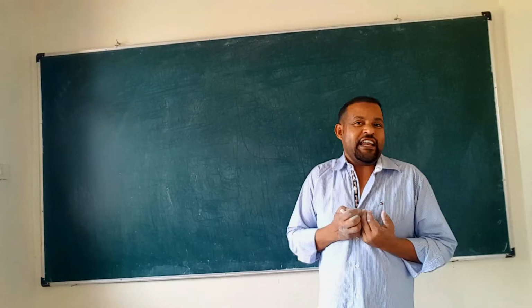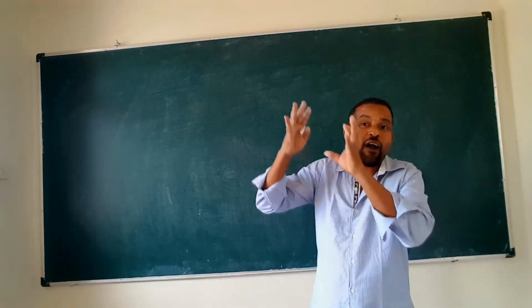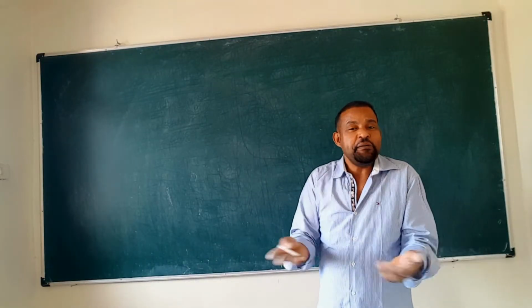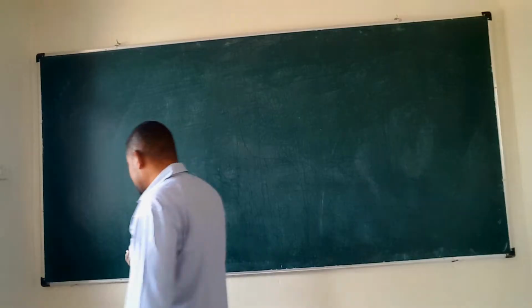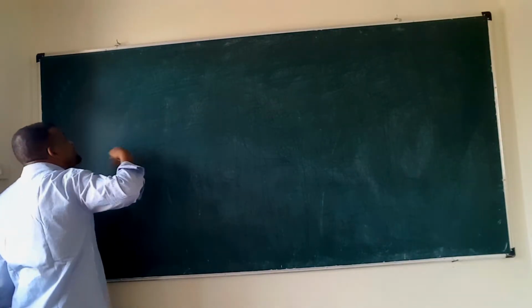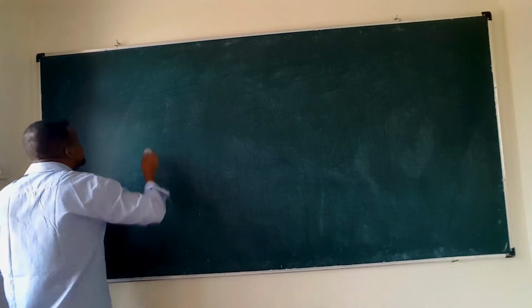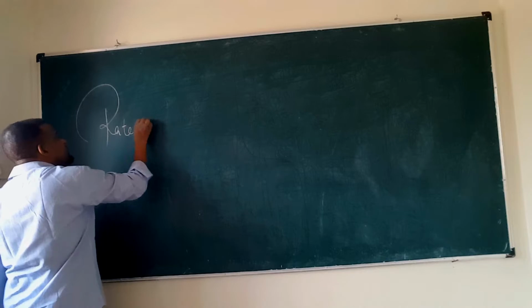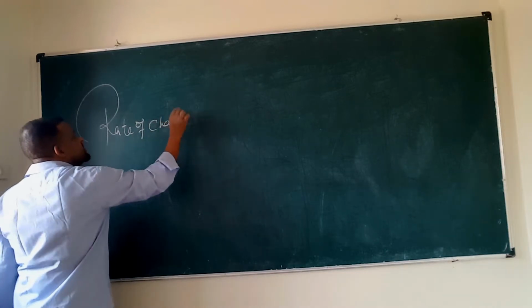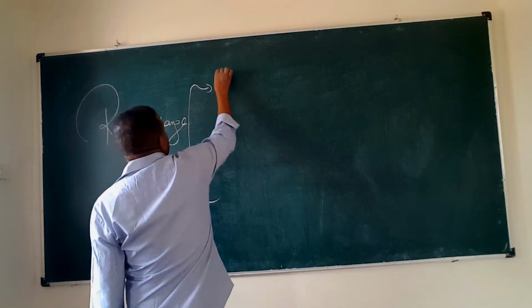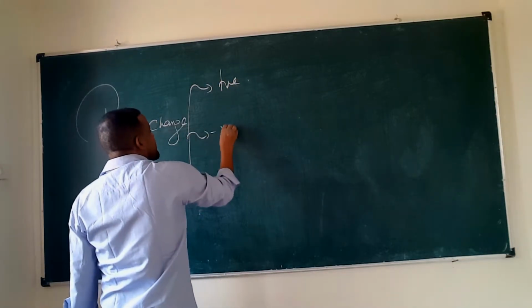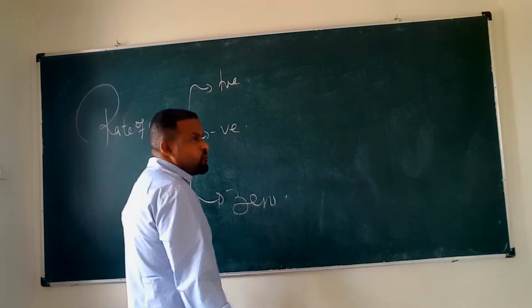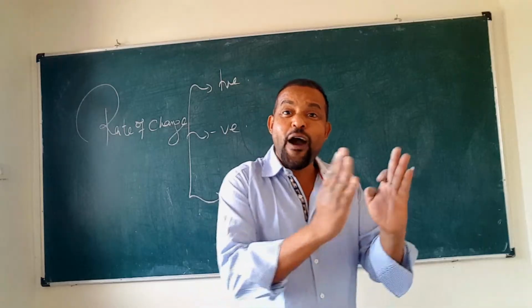So since rate of change is a rate that describes how one quantity changes with respect to another quantity, this rate of change might be positive, might be negative, or might be zero. We say that the rate of change is positive when one quantity increases.